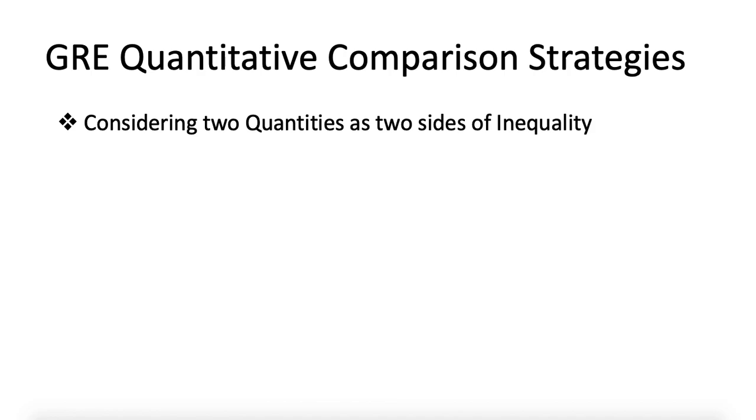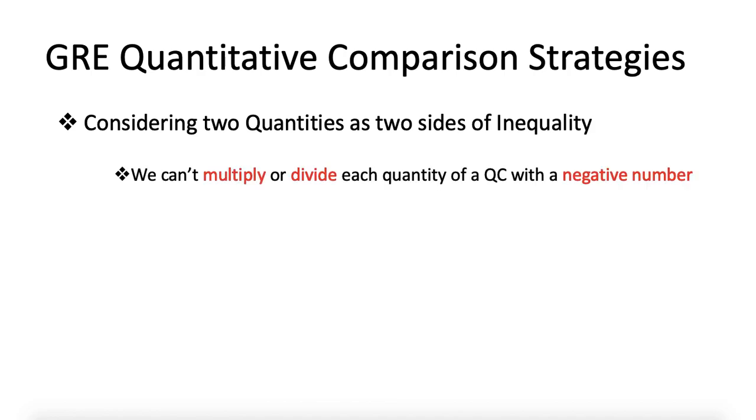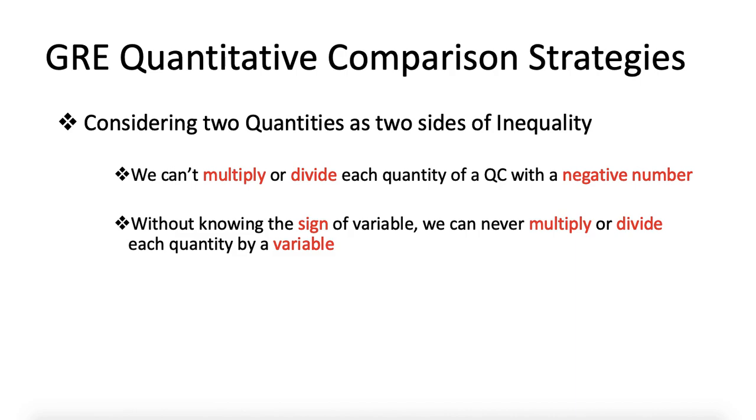So you need to remember two things. First, we can't multiply or divide each quantity in a quantity comparison by a negative number. And the next thing is, without knowing the actual sign, the actual nature of the variable, we can't multiply or divide each quantity by a variable, because there could be a scenario where the variable is positive, so there will be no change in the sign, perfect. But if the variable is negative, in that scenario, whatever the sign is, it will become inverse. That's why we can't multiply by a variable unless we are sure that it is positive.